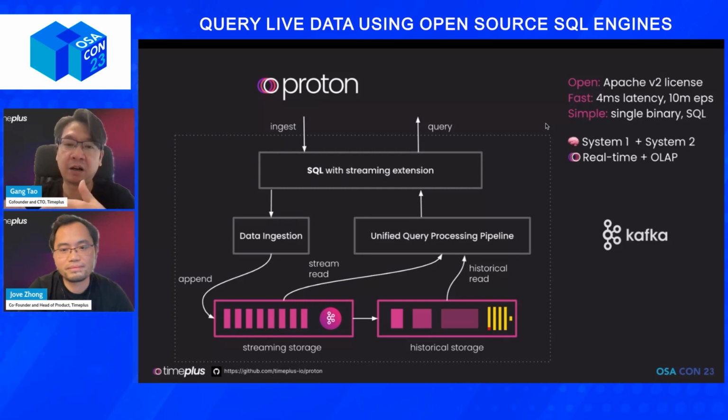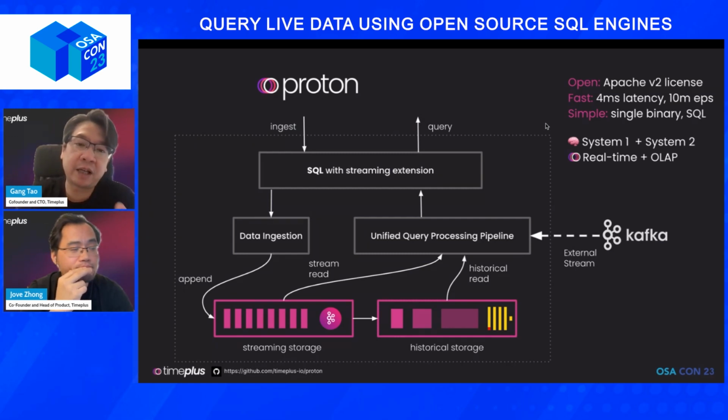Actually, it's an OLAP column database, right? So why do we have these two storage types together? It's because when you do streaming data and data analysis, when you're processing data, there are actually two ways to make it fast.